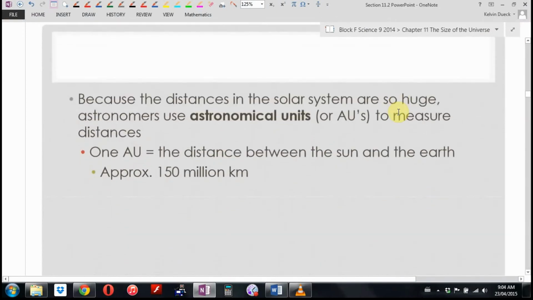Because the distances in our solar system are so huge, astronomers use astronomical units, or AUs for short, to measure distances. 1 AU, 1 astronomical unit, is the distance between the sun and the earth. So when we say a planet is so many AUs away from the sun, what we're saying is it's that many times further away than the earth is. And if you want the actual number, it's about 150 million kilometers.